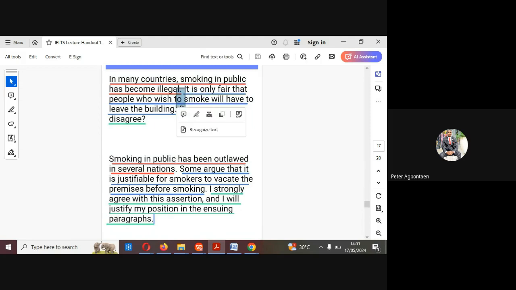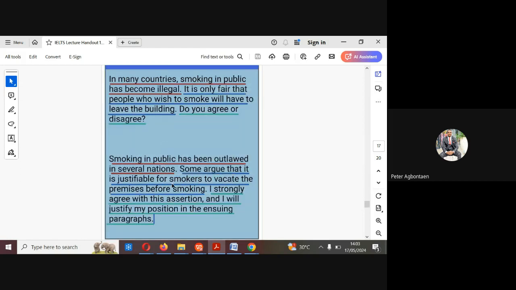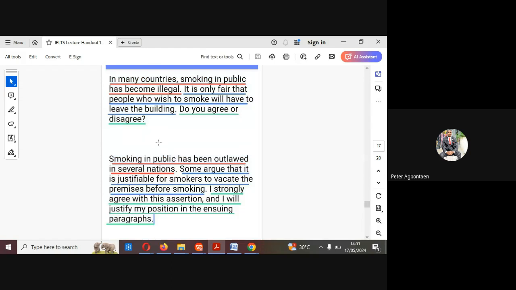Then apart from that, here they said it is only fair that people who wish to smoke will have to leave the building. So coming here, I said some argue that it is justifiable for smokers to vacate the premises before smoking. So this is a paraphrase of this. Because when they say it is fair, I said the word is justifiable. Here it says people who wish to smoke, I said smokers. Here they said leave the building, I said vacate the premises. So that's use of synonyms.